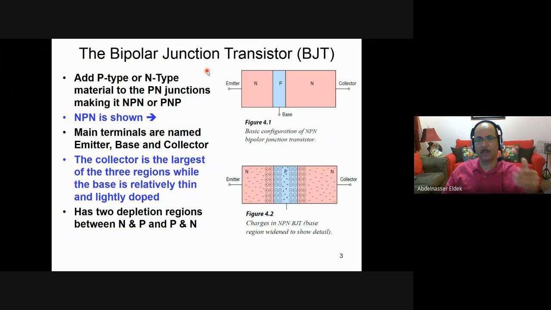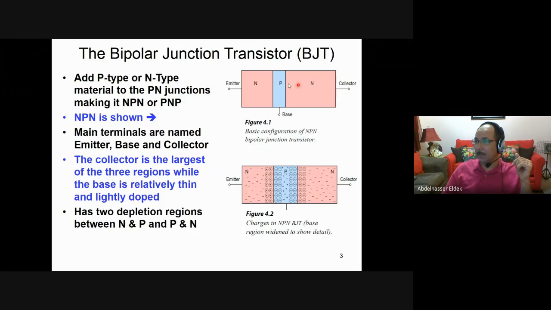We usually concentrate on the NPN because the concept is the same for both of them. There's no big difference between them. So as I said, we add a P-type or N-type to the PN junction, which makes it NPN or PNP. This is an NPN. It consists of what? It consists of this N-type, we call it emitter, and the P-type, we call it base, and the N-type, we call it collector. Every one is different from the other one.